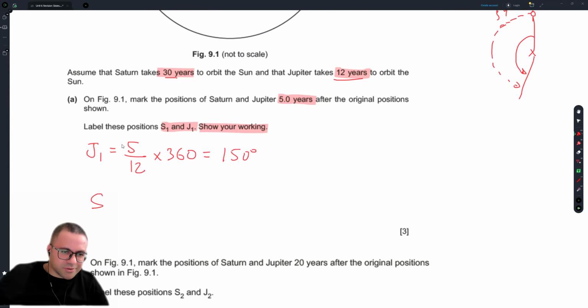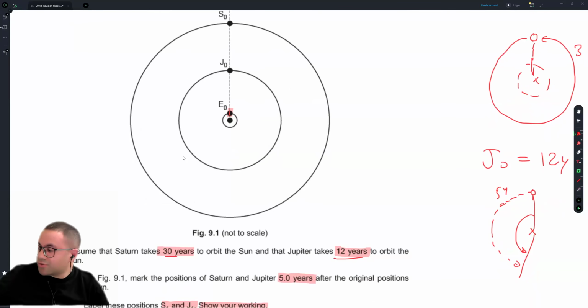Let's do Saturn at the same time so I don't scroll back up and down. Saturn takes 5 years out of 30 years to orbit. So how many degrees will Saturn go through? 60 degrees, which makes sense. Saturn won't go through much. Jupiter will go through a lot more. It's almost half. Now, I would suggest you use a protractor for this. So measure 150 degrees, roughly around here, and mark where Jupiter is going to be with a J1. And then measure 60 degrees, which is around here, and mark where Saturn is going to be. Actually, it's a little bit more than that. It's here. This is S1. Use a protractor for that, okay?